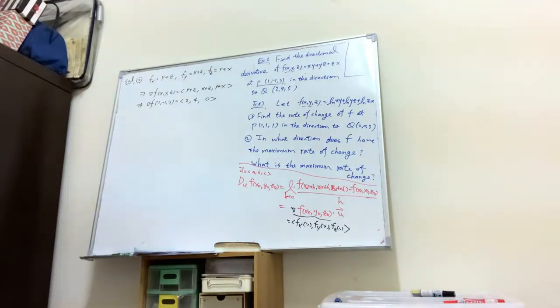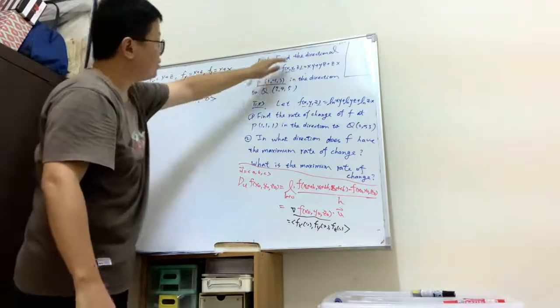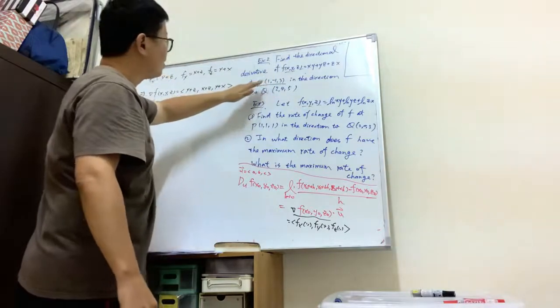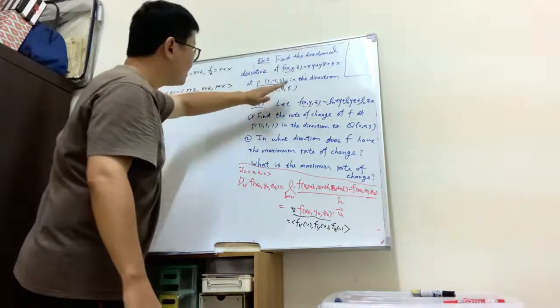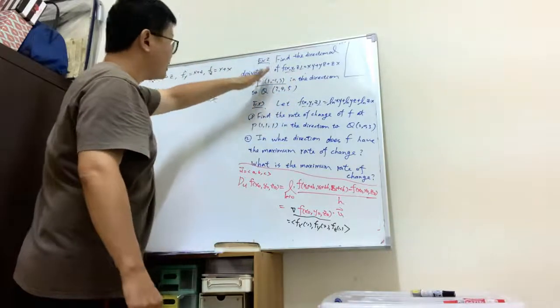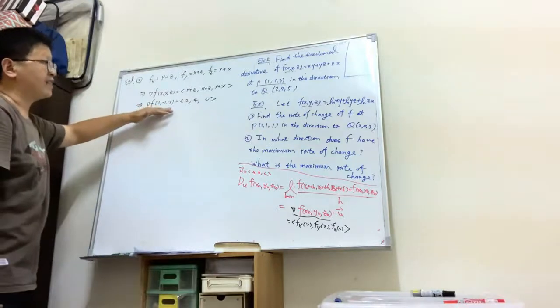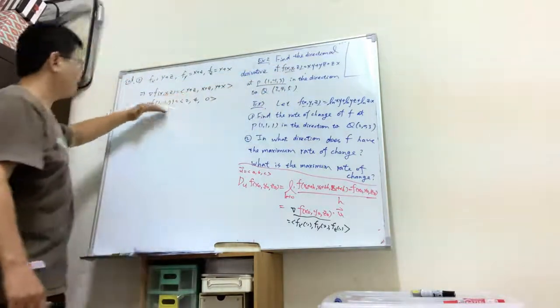So as we say, if I give you a function and a point and I ask you for the gradient of this function at this point, even though I have not given you any direction, the gradient is fixed. For its gradient vector, if I give you a function and a point, you can determine the gradient vector.